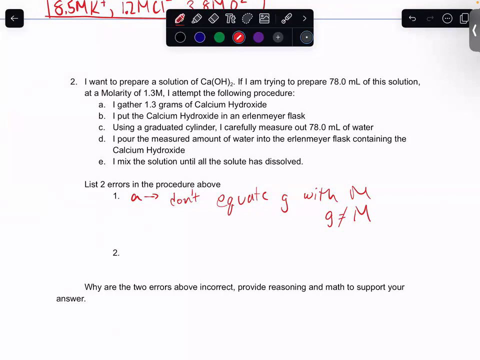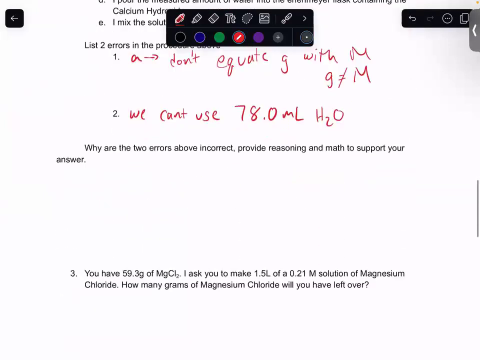For number 2, usually when we add water to something or add something to water, the volume goes up. So we can't use 78.0 milliliters H2O. We shouldn't be doing it. So why are these incorrect, and provide math to support your answer?